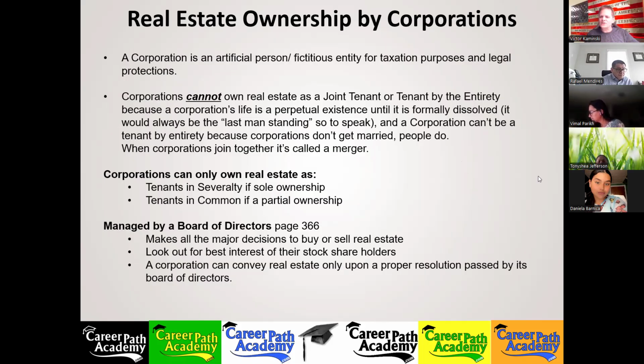And corporations don't get married. People do. When corporations get together, they have mergers. And when they break up, they dissolve, right? So that's all that this slide says.